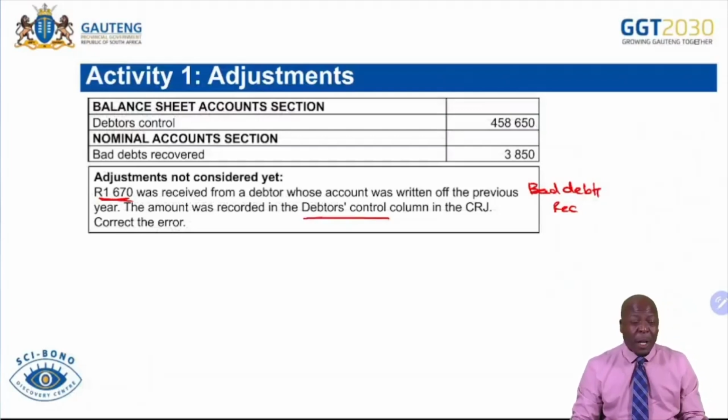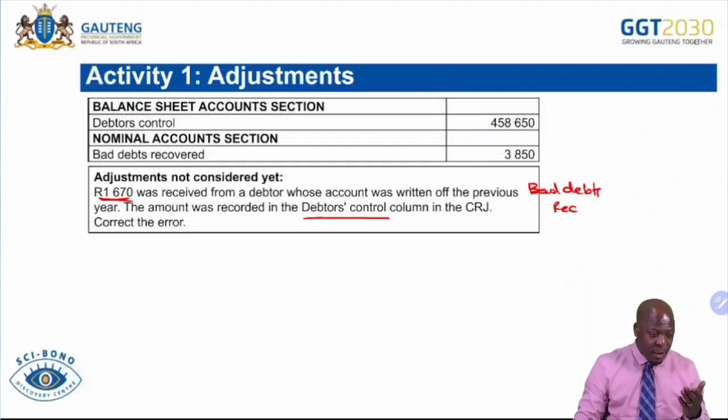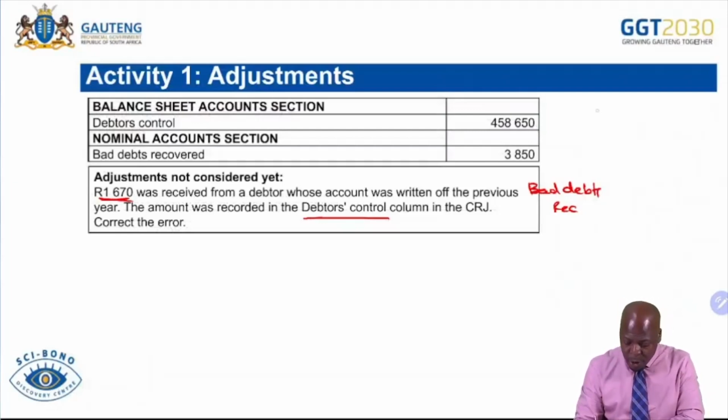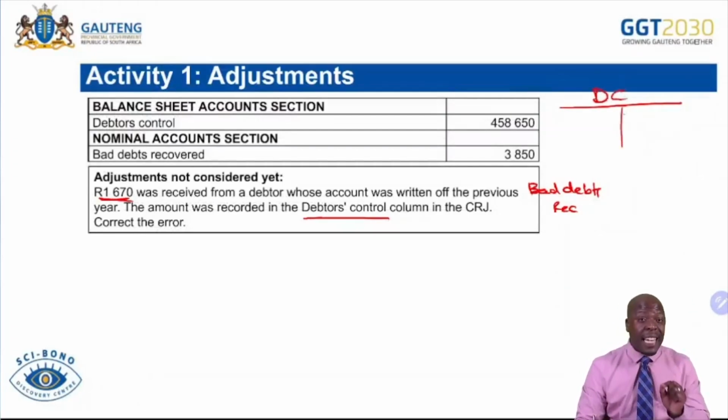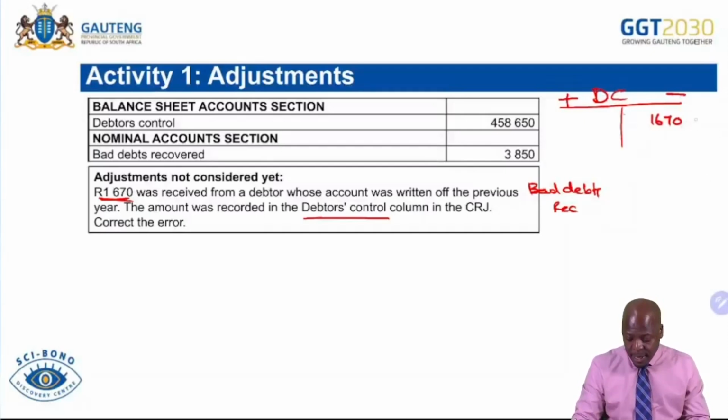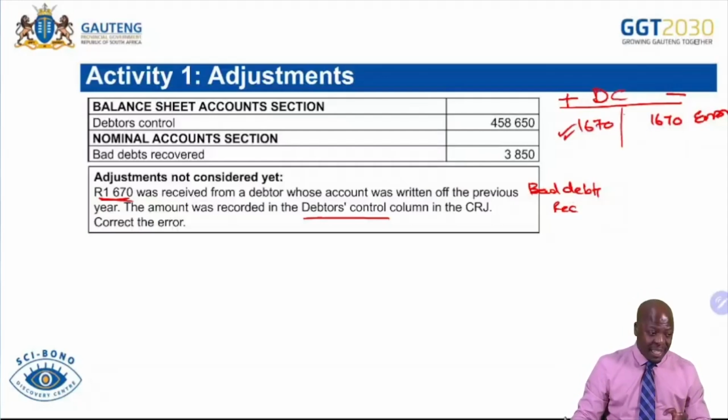Okay, so the first thing that we would want to know is what kind of an error did they commit? So they came here and they came to the debtors control. Remember, debtors control is an asset. So here's the plus, here's the minus. When you receive money in the debtors control, you credit it. So they came and they said 1,670. This was incorrect. So to cancel this error, you have to come now to the debit side and say 1,670. This is what you do to cancel that error or to correct this particular error.